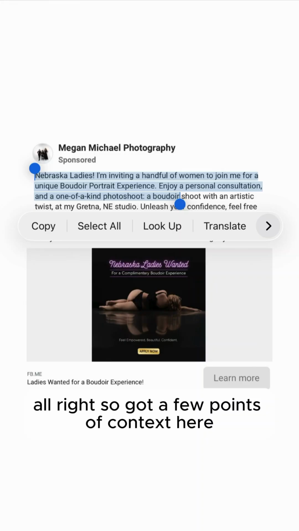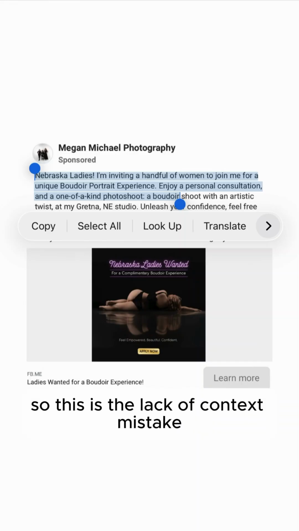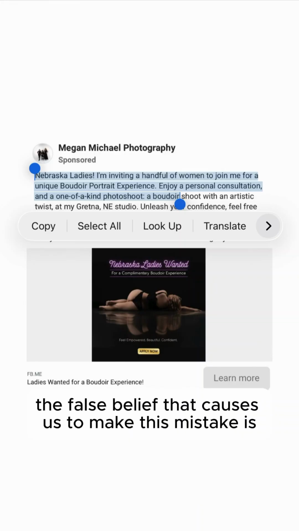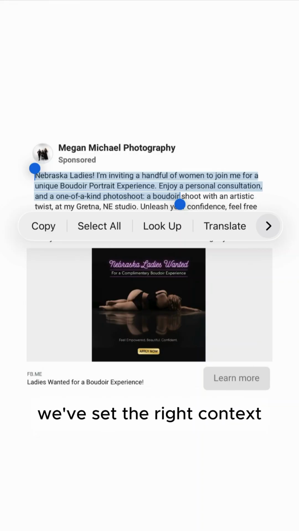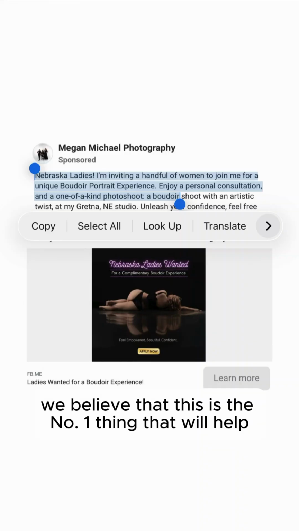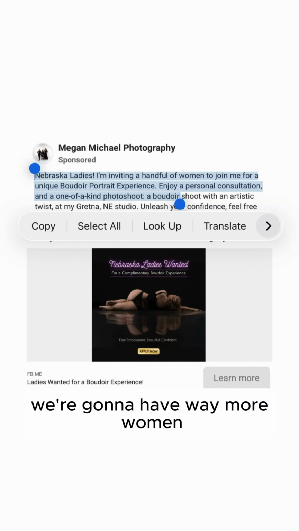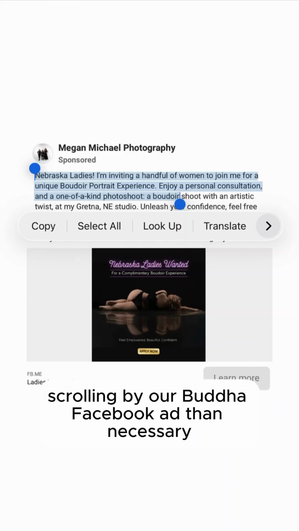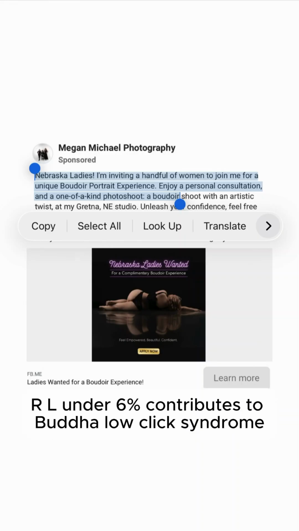All right, so we've got a few points of context here, but we're missing some other big ones. So this is the lack of context mistake. The false belief that causes us to make this mistake is we're believing we've set the right context, and we believe that is the number one thing that'll help bring in buyers. But in fact, the way we have it right now, we're going to have way more women scrolling by our Boudoir Facebook ad than necessary. So our ad never even enters their brain. So this contributes to BLCS, pulling our unique CTR under 6%, and contributes to Boudoir low click syndrome.